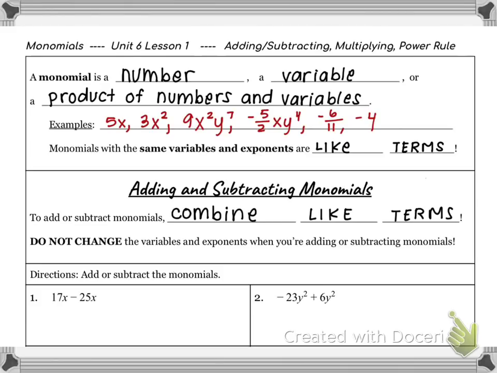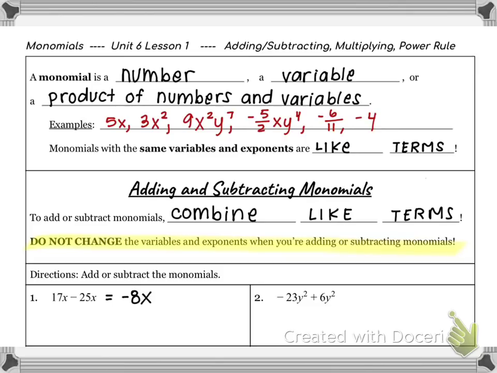So when we add or subtract monomials, we have to combine like terms. Do not change the variables and exponents when you're adding or subtracting monomials. So we're not going to change the variables. We're just going to solve the number. So watch. 17x minus 25x. Those are like terms because they have an x next to them. So we're just going to do 17 minus 25. 17 minus 25 is negative 8, and we're just going to keep that x. We do not change the x.